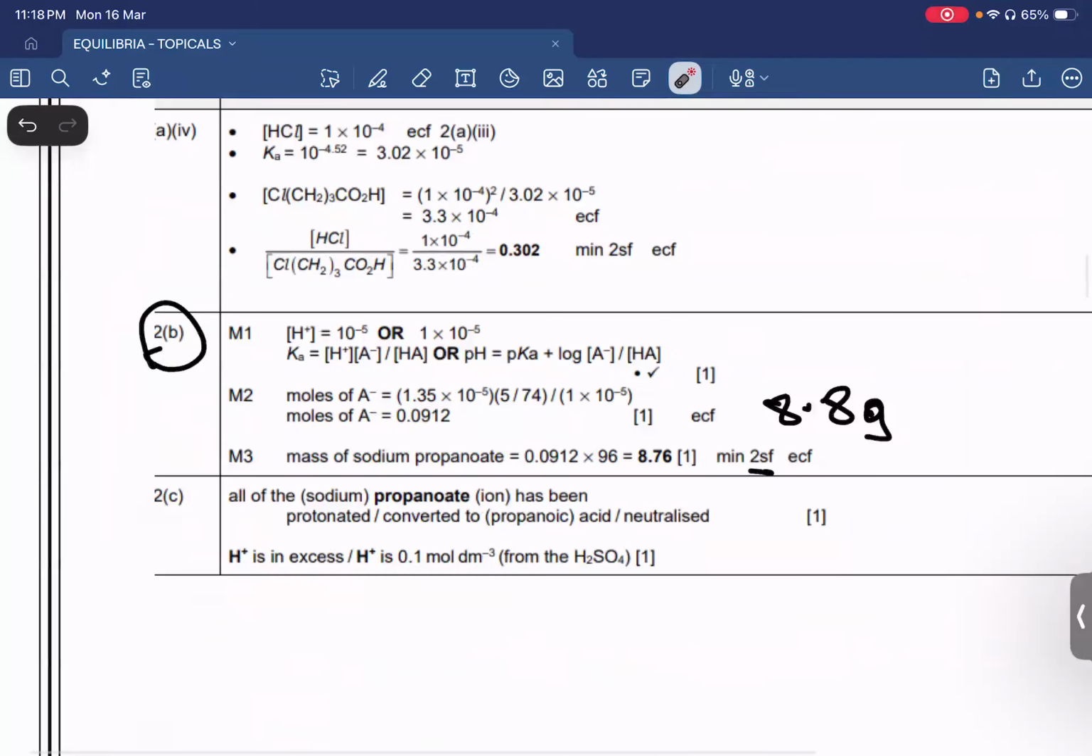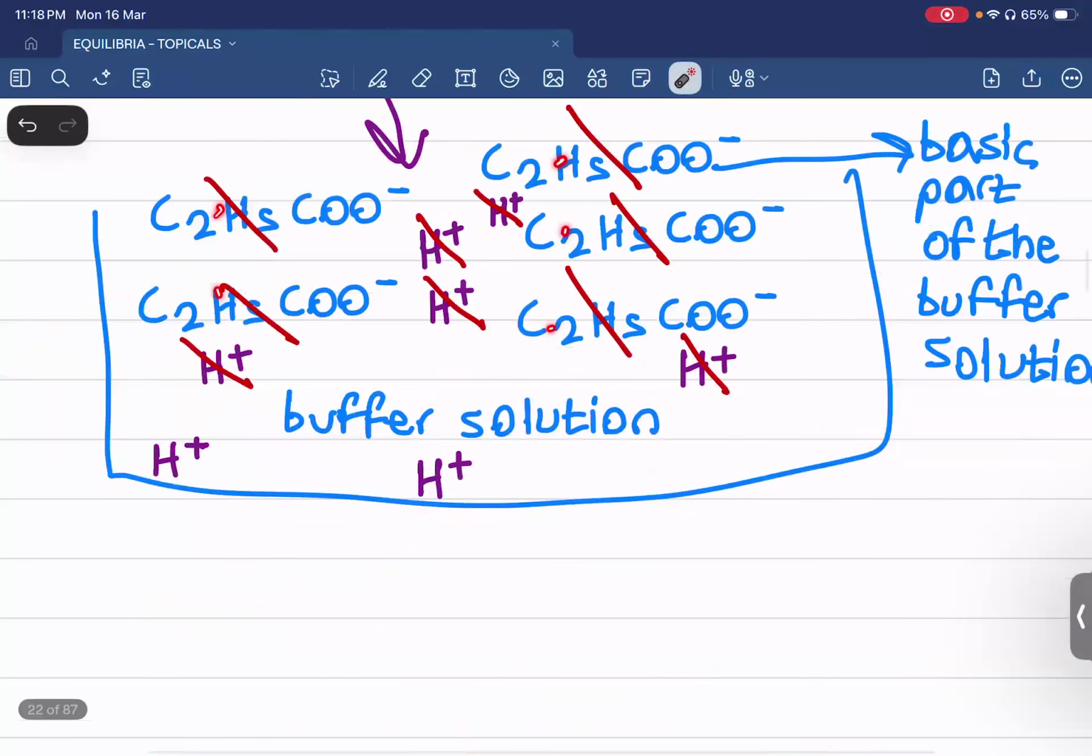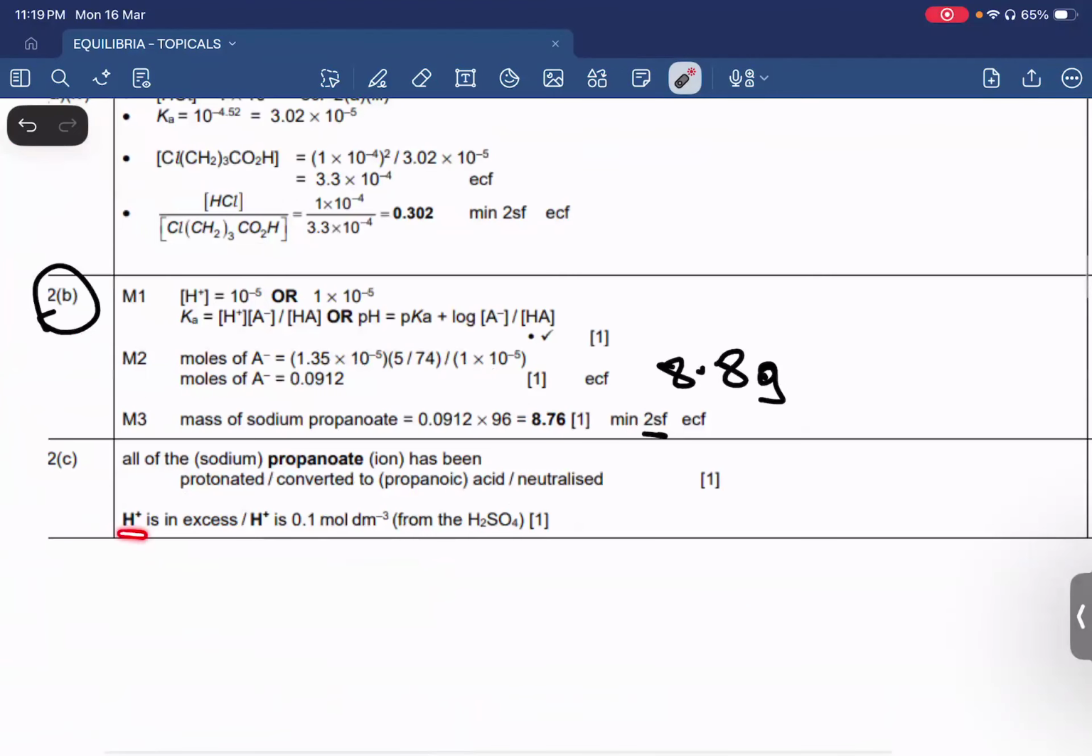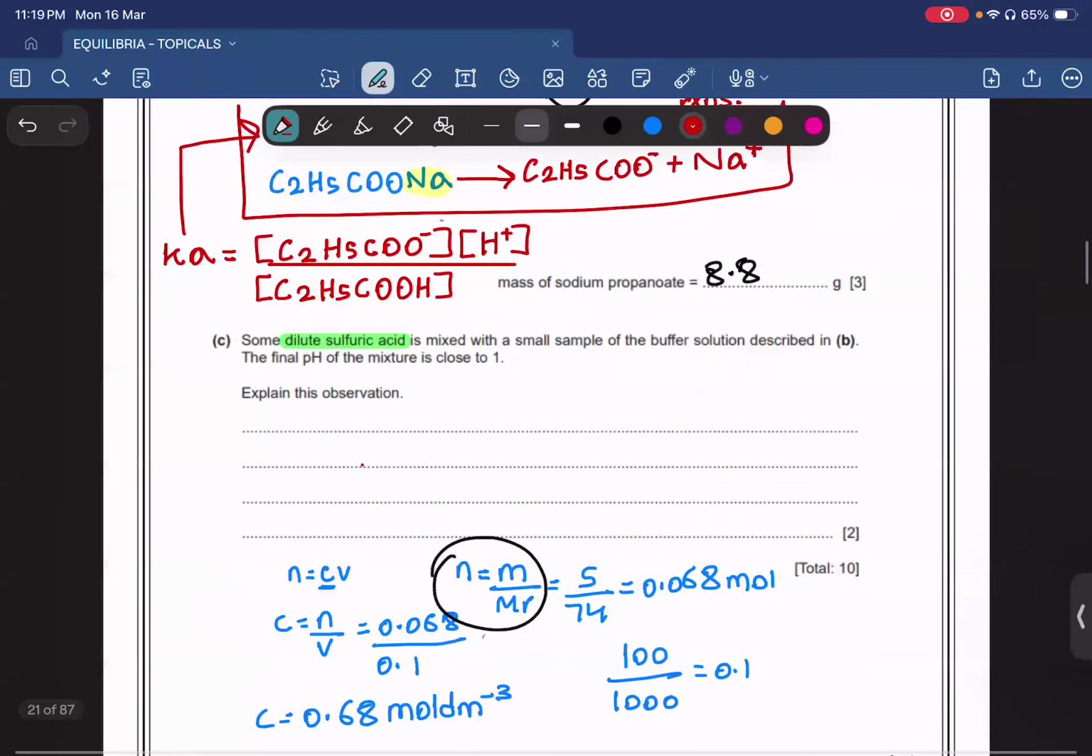So let's look at the answer. See, all of the propanoate ions has been converted to an acid, meaning it has reacted. It has been neutralized, which was what we were talking about here. All of it has been neutralized, meaning there are still some H plus ions that are unreacted, that are in excess. So because this is in excess, these very few, even if they're very few, they still change the pH. And now this is the point when we say that a buffer solution was not successful in carrying out the job that it was supposed to do. Right. So that's the answer for this one.